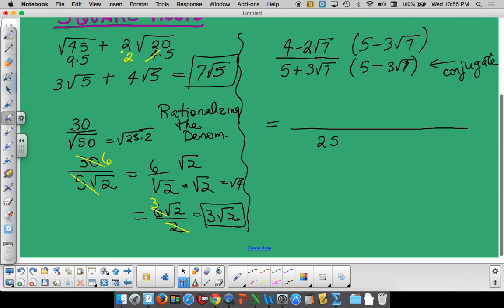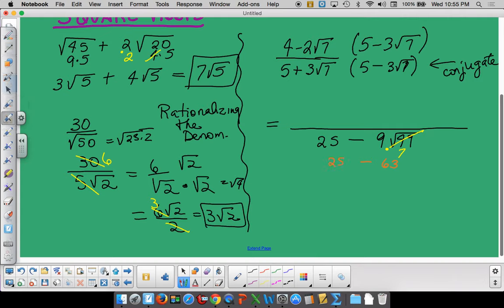Then do last. 3 square root of 7 times a negative 3 square root of 7. So 3 times 3 is 9. Square root of 7 times square root of 7 is square root of 49, which is really just 7. So all I have is 9 times 7, or 63. So this is really just 25 minus 63.